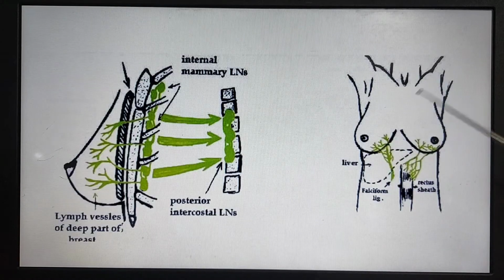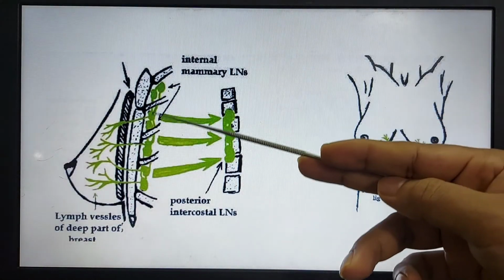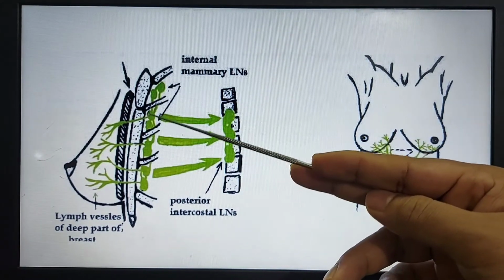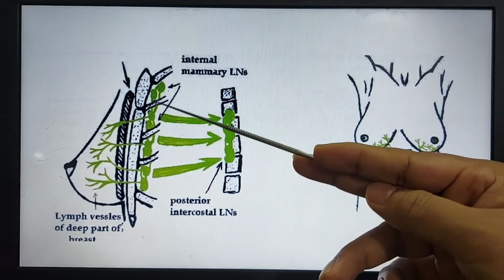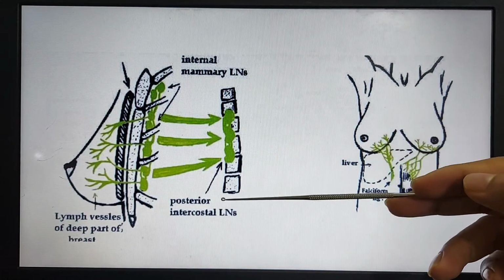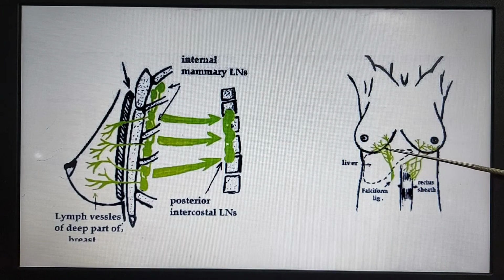And another important structure here: from the breast, one part of the lymph goes to the internal mammary lymph nodes. From here, they finally go to the posterior intercostal lymph nodes in the paravertebral region. And another thing, the inferior part of the breast drains its lymph into the abdomen. This is very close to the liver and to the rectus sheath. This is very significant in cancer spread.